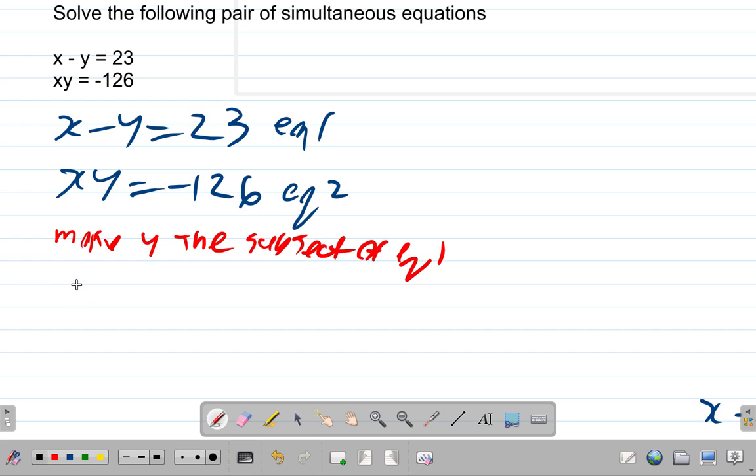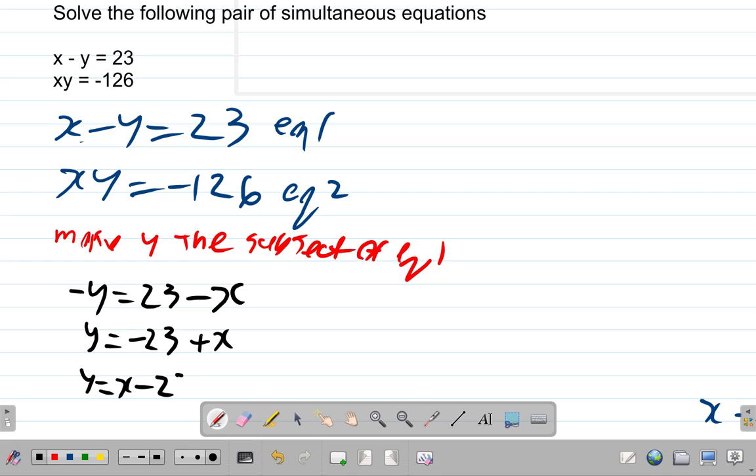Right, so here now, if you get rid of x, subtract it from both sides, you get negative y is equal to 23 minus x, because x will subtract itself over here. And then if you multiply both sides by negative 1, negative y will become positive y is equal to positive, 23 would multiply by negative 1 to become negative 23, and negative x would become positive x. We could rewrite this as y is equal to x minus 23. Alright.